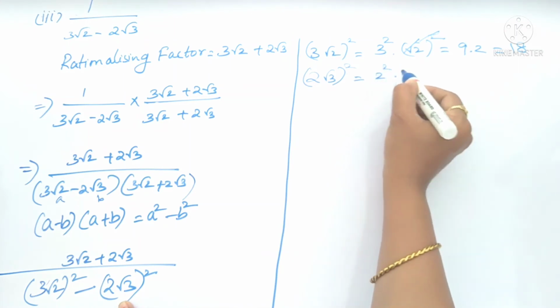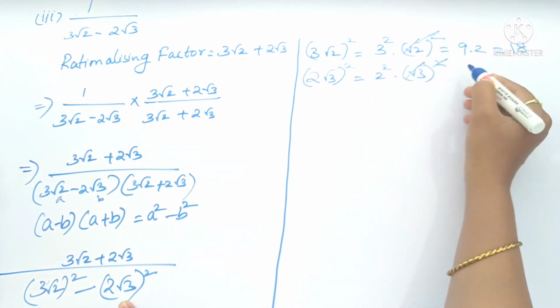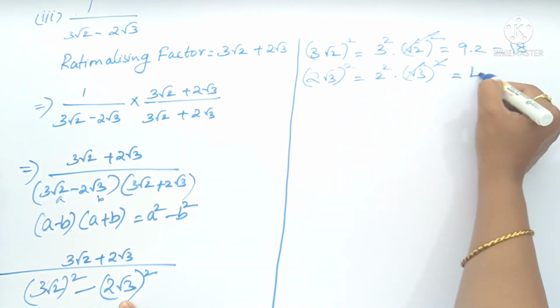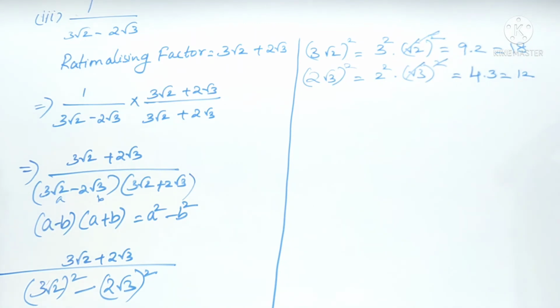So this is 2 square into root 3 whole square. Again here square and root will get cancelled. 2 square is 4. 4 into 3 is 12.